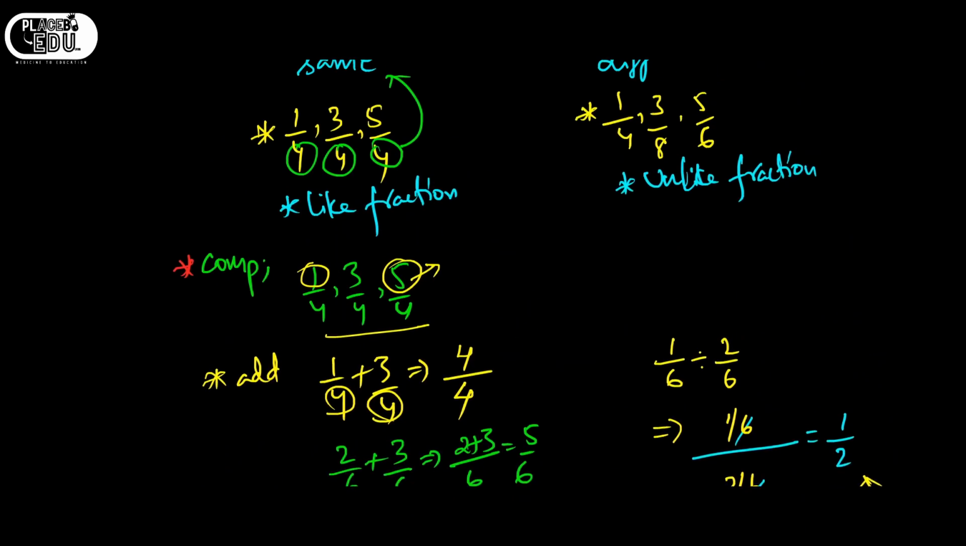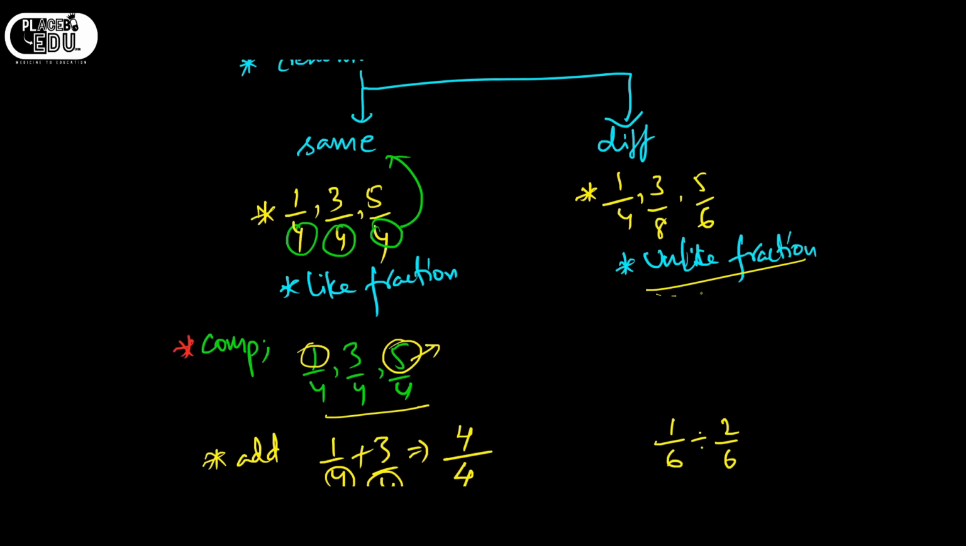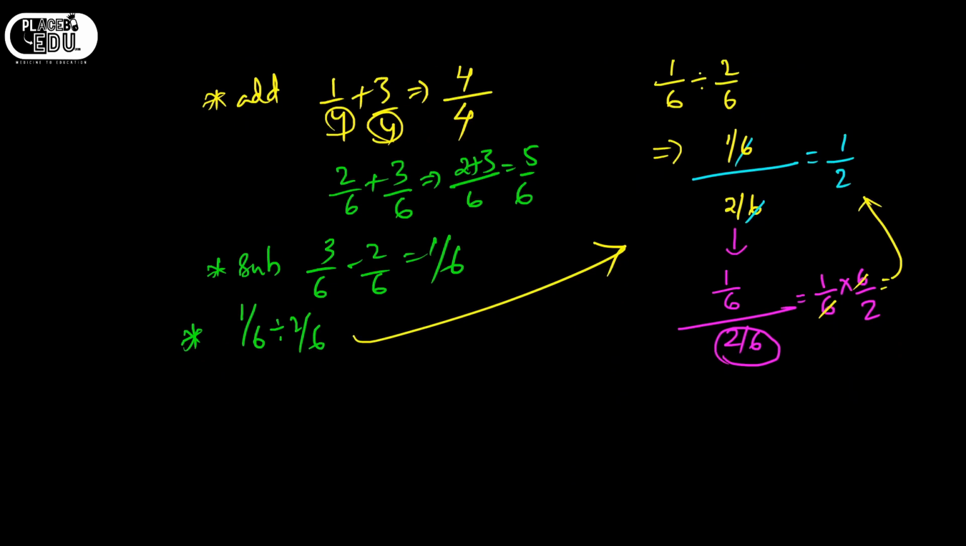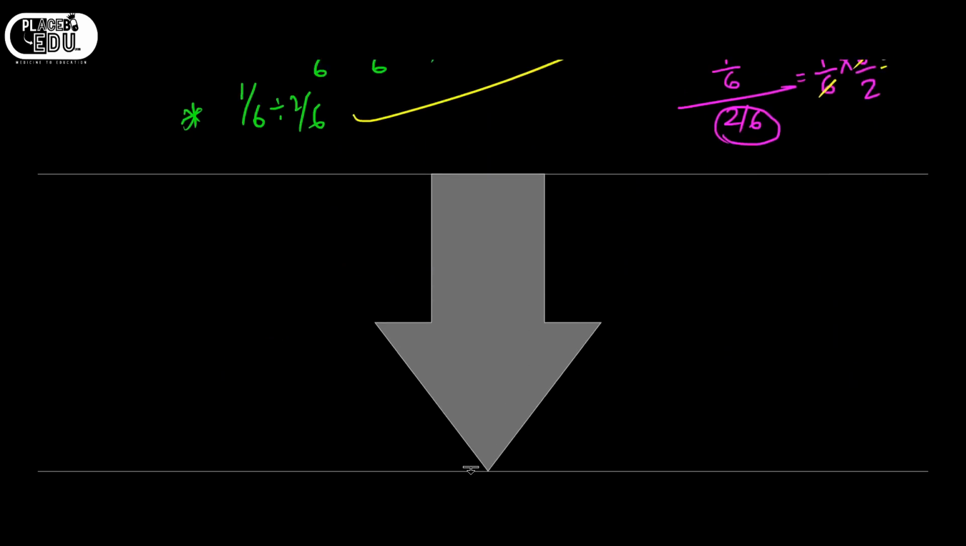Understood? Next one is unlike fractions. Unlike fractions is very important because we will get these fractions everywhere. We don't find like fractions every time, but we find unlike fractions every time. For example, comparison.